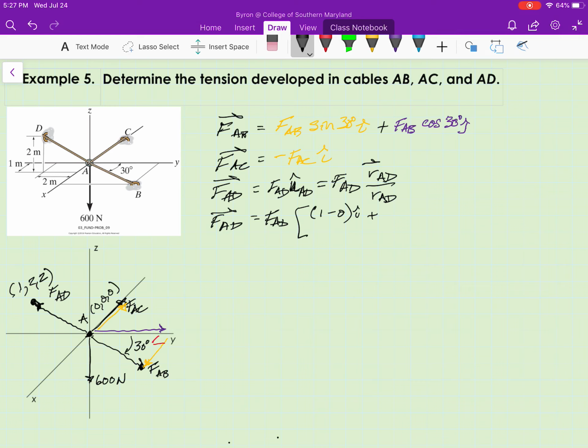The coordinate out here that FAD passes through is not 1, 2, 2. It's 1, negative 2, 2, because the y-coordinate of that point is negative 2. So this is going to be minus 2 minus 0 j plus 2 minus 0 k.